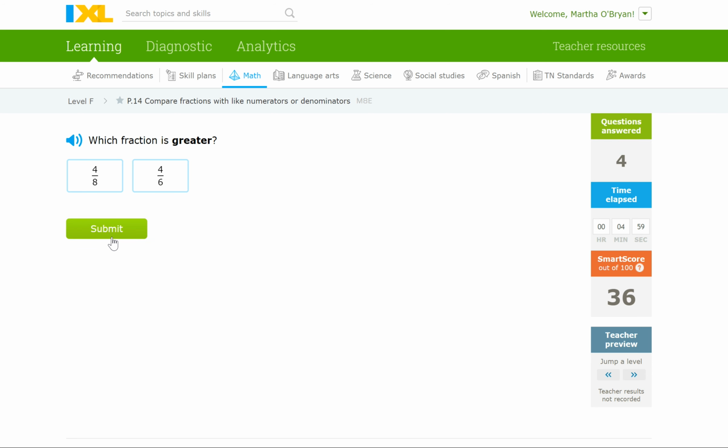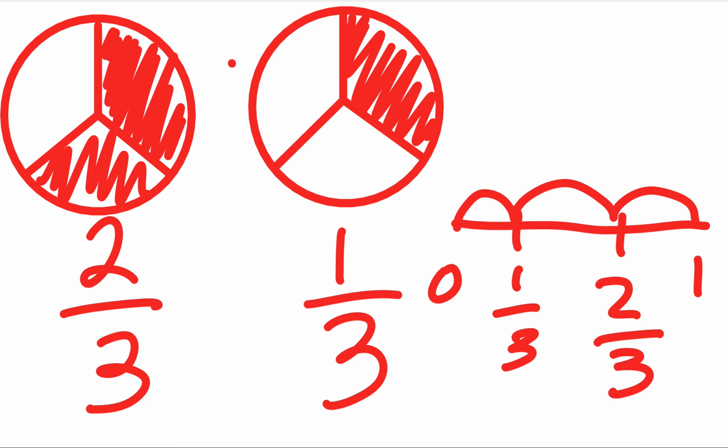Now we're getting into some tricky ones, because now we're asking which fraction is greater, 4/8 or 4/6. Well, here's what's difficult. When the numerators are the same, the rule is actually reverse of what you would expect. The lower the denominator, when the numerators are the same, the higher the amount of the whole. So let's see if I can demonstrate this for you.